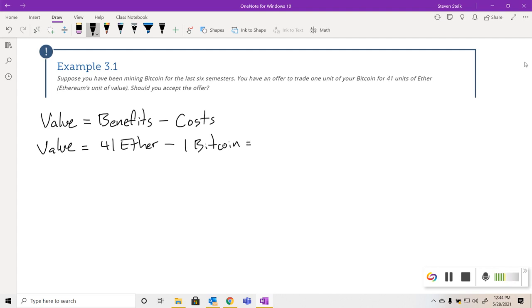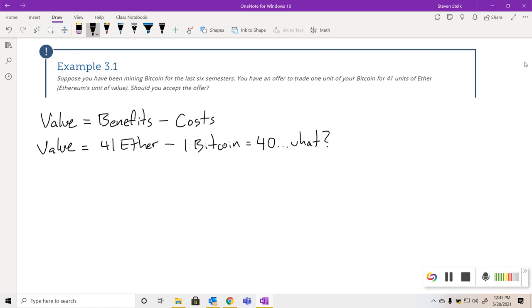Okay, and here is where we run into trouble. We've got 41 units of Ether minus 1 unit of Bitcoin. Well, I've got numbers there. It's 41 minus 1, so I can do that subtraction. 41 minus 1 is 40, but it's 40 what exactly? What is Ether minus Bitcoin, right? Those are not the same units, and so it's not clear what 40 represents and whether that is good for us or not good for us.